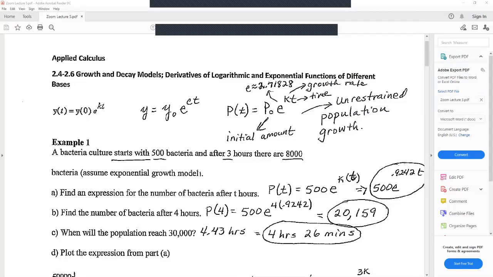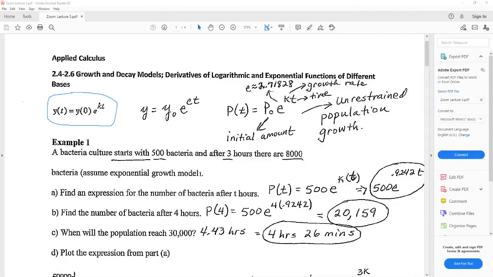This is for section 2.4 through 2.6, growth and decay models, derivatives of logarithmic and exponential functions of different bases. The first thing I want to point out is a formula that you will find very useful. The formula does vary depending on which textbook you use. And I know some of you like to Google around to look for different examples.